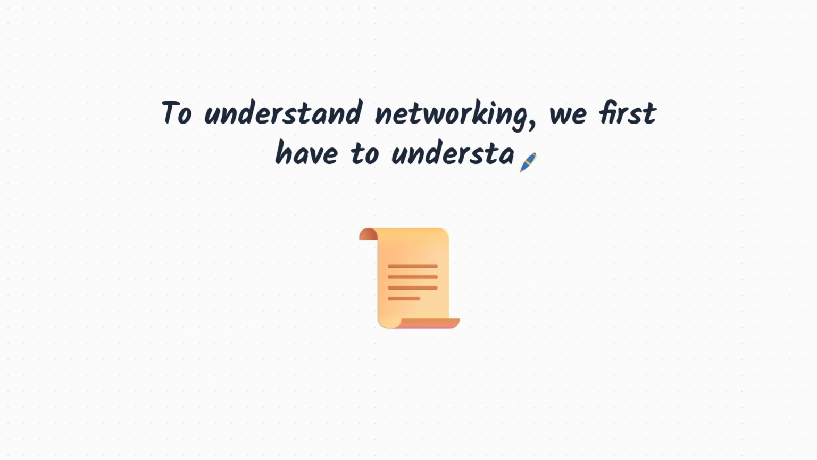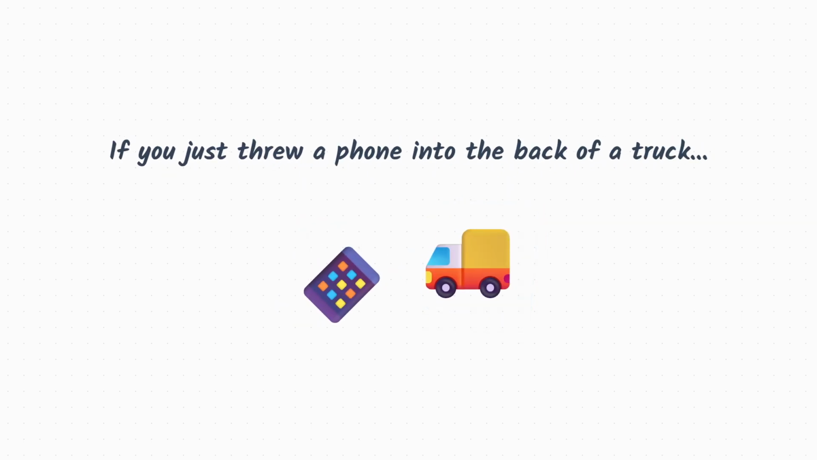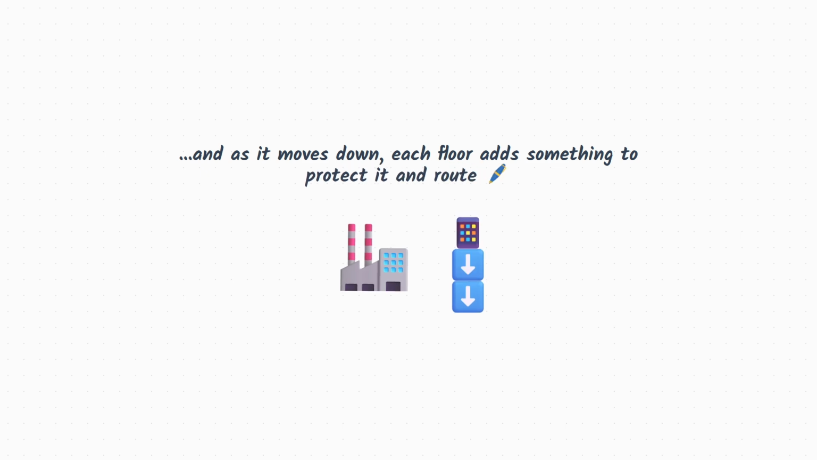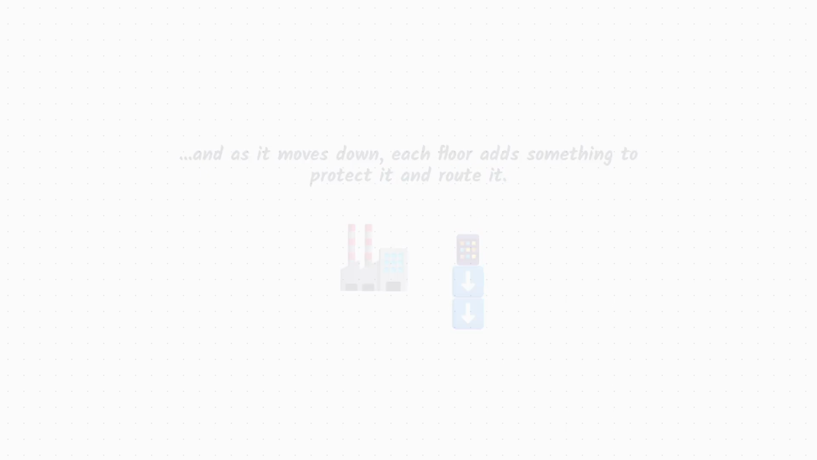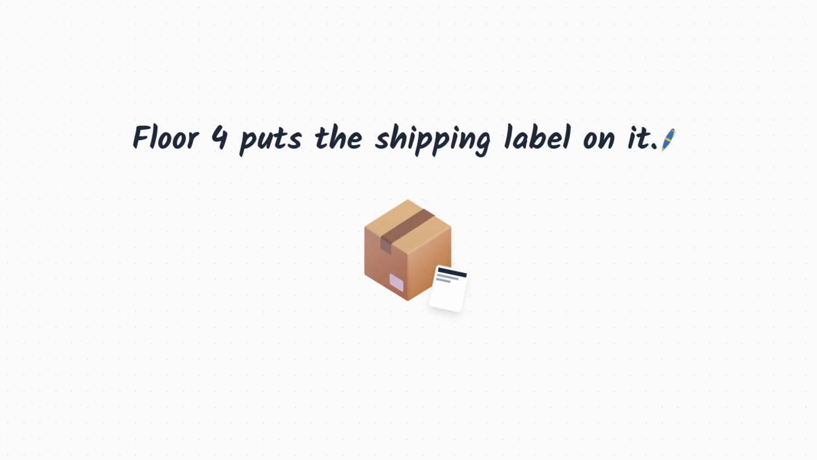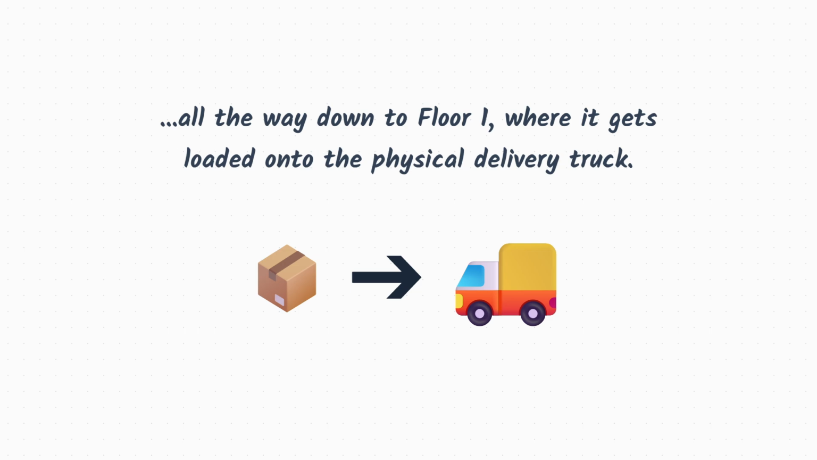To understand networking, we first have to understand the rules. Imagine you run a massive factory that builds and ships custom smartphones. If you just threw a phone into the back of a truck, it would break. Instead, your factory has 7 different floors. The phone starts at the top floor, and as it moves down, each floor adds something to protect it and route it. Floor 7 puts it in a box. Floor 6 wraps it in bubble wrap. Floor 5 seals it. Floor 4 puts the shipping label on it, all the way down to floor 1, where it gets loaded onto the physical delivery truck.